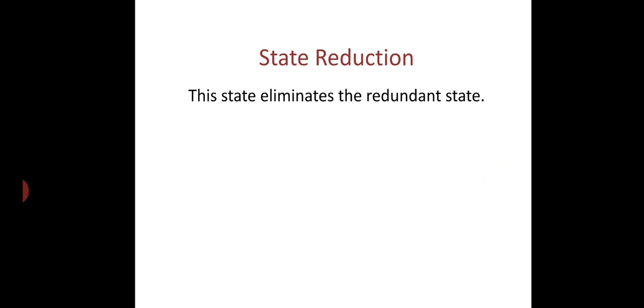This state reduction can be done either by determining the state table for the given state diagram or by finding the equivalent or redundant states. These are all the different basic design steps to design any state machines or any finite state machines.